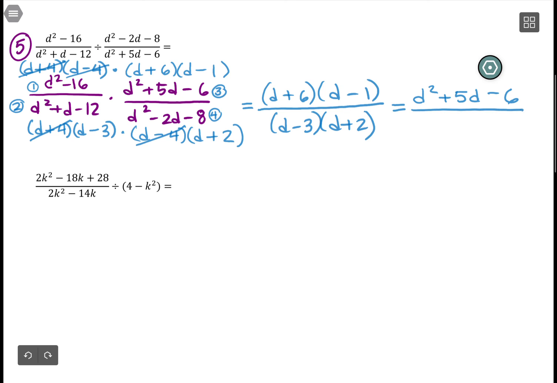And then on the bottom, we have a d squared. Outside, inside is 2d minus 3d, so minus d, and then 2 times negative 3 is negative 6. Avoid the temptation to cancel those 6's. I know it looks tempting, but those are subtracted from everything else. Division and subtraction do not cancel.